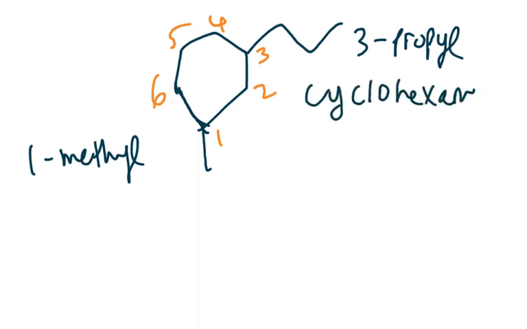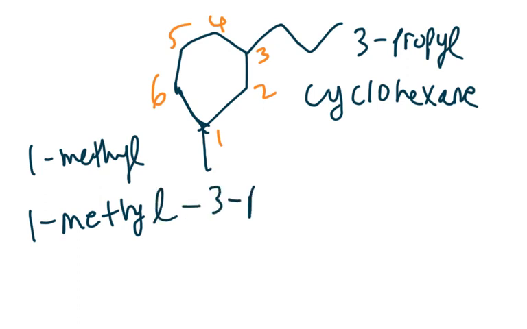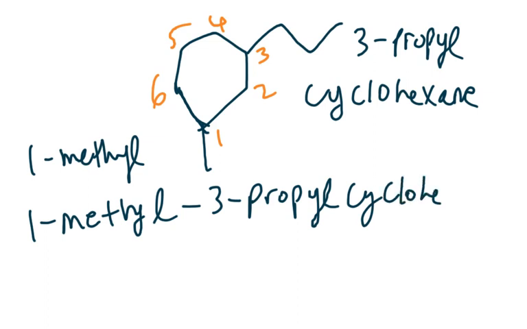So if we put all of this together alphabetically, we have to focus on that, because if we don't put it alphabetically, we're going to get this problem wrong. So alphabetically, everything together, it would be 1-methyl, 3-propyl, and the last one would be cyclohexane. And remember this is a methyl group, so let's spell that correctly. All right, there you go. So that's for this example.